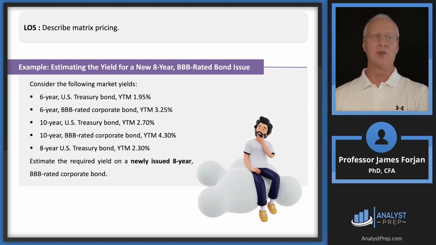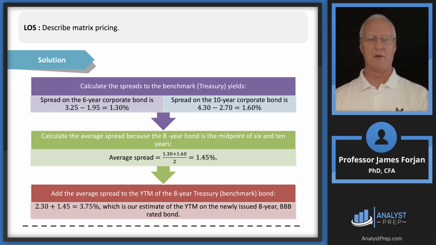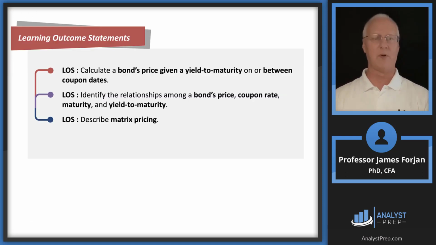There's our estimate of the yield to maturity on our 8-year BBB rated bond. Shouldn't be surprising, right? The 10-year BBB was 4.3. The 6-year BBB was 3.25. And so we shouldn't be surprised. Well, there you go, 3.75.